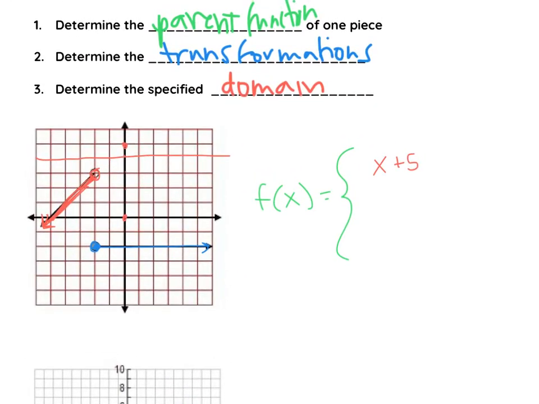So what's the domain? Where do we use this function? Well, see how this is at -2? It's where x is less than -2. It's just less than because it's an open circle. If it was or equal to, then we would have a closed circle. All right, so let's look at the second function.